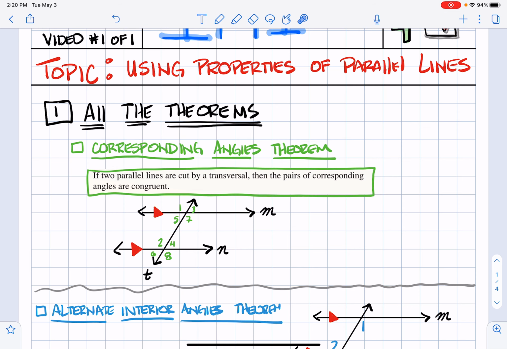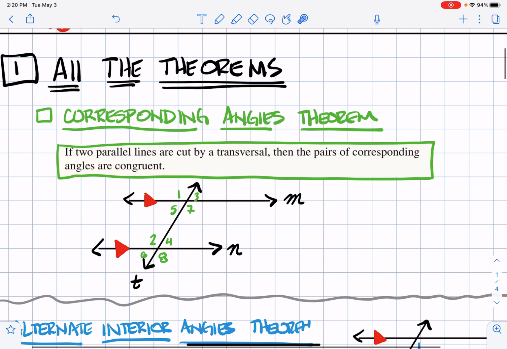So what does it say? Well, here's what it says. Let me zoom in for you. It says if 2 parallel lines are cut by a transversal. So right away, I have line M and line N, and I know that they are parallel because they have these little red triangles here to show me that M and N are parallel to each other. That's how I know. And they're cut by a transversal T, which is this guy right here.